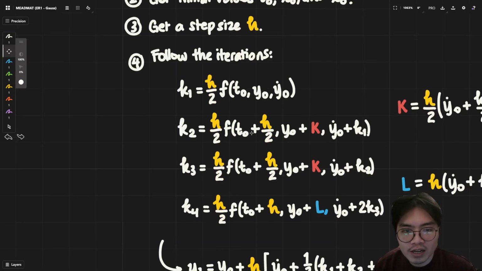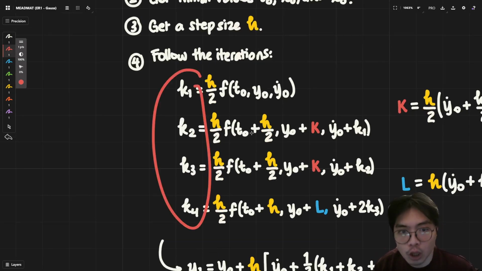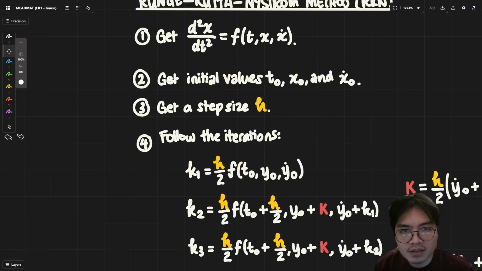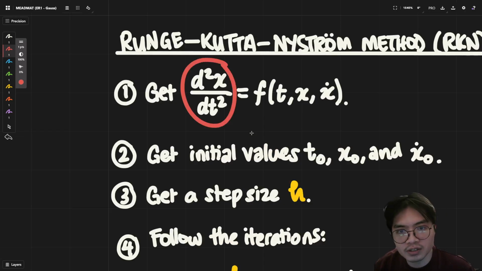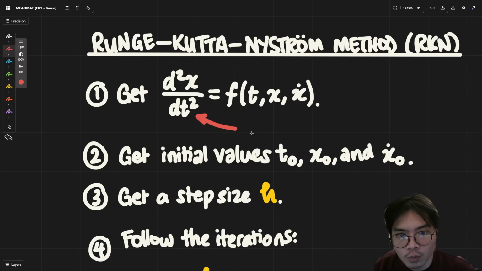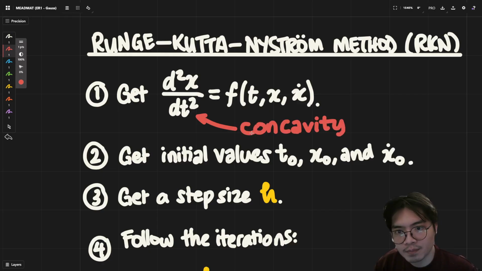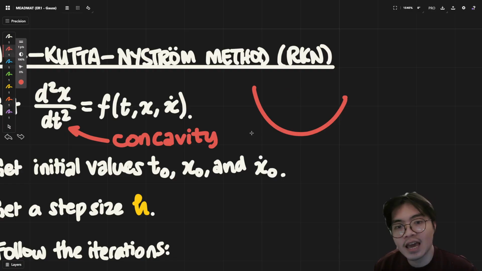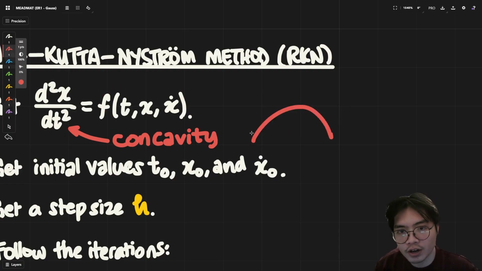K1 as well as the other k's in here represent slopes, right? That is our agreement as with before, right? And what happens in here is that this now no longer says anything about the slope. This is actually going to be the rate of change of the slope, or in math terms, that is what we call concavity, right? Basically, if this thing is positive, it's going to be concave up. It's going to look like a smile. And if this is negative, this will be concave down, or this will look like a frown, right?